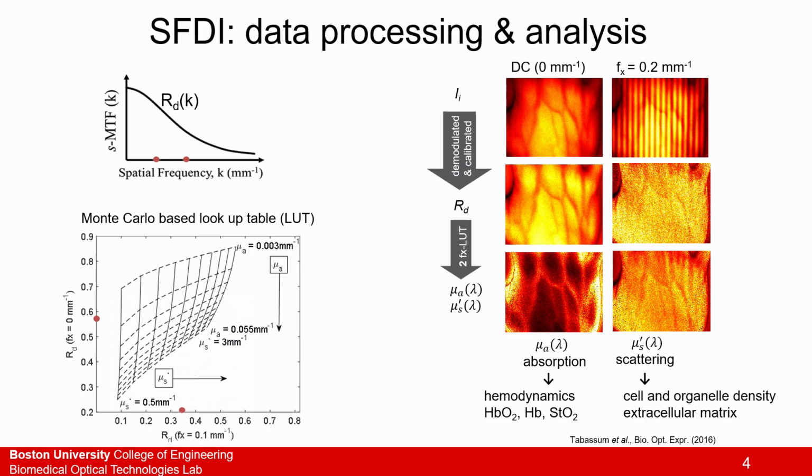So the RD value at at least two different spatial frequencies is then input to a two-frequency lookup table to extract optical properties. The lookup table shown here has DC RD on its y-axis and AC RD on its x-axis. The horizontal lines represent different absorption properties, and the vertical lines represent different scattering properties. So the absorption information can then be used to extract hemodynamics, including oxy-deoxyhemoglobin concentration and oxygen saturation, as I already mentioned. On the other hand, scattering provides knowledge on cell and organelle density and extracellular matrix.